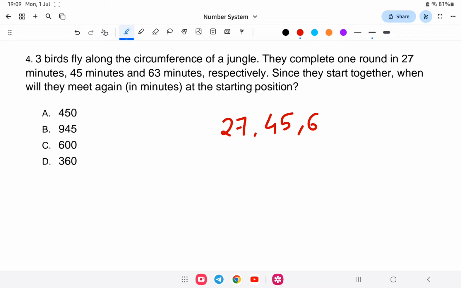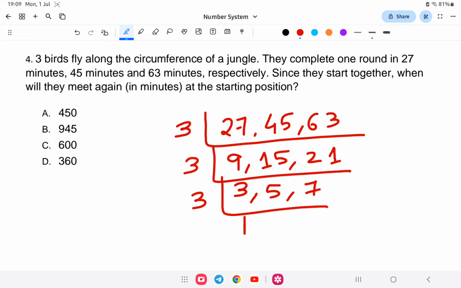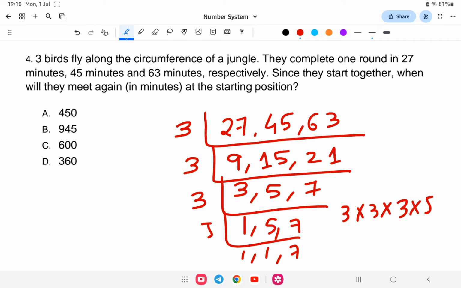First, divide by 3: 27 is 9, 45 is 15, 63 is 21. Again by 3: 3, 5, 7. Then 3, 5, 7 remain, which are not divisible by 3, so the LCM is 3 into 3 into 3 into 5 into 7.